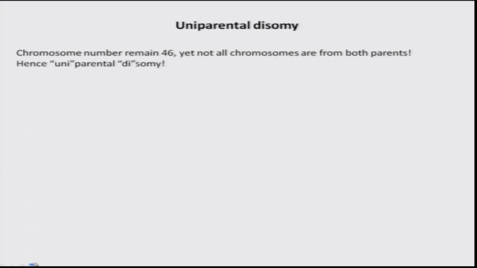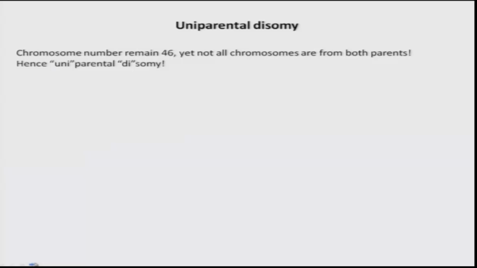Now, for the last section, we are going to look into a unique condition called uniparental disomy. What does it mean? Here in this condition, the chromosome number remains 46. If you do a karyotype, the individual is perfectly normal. He or she has got the required number of chromosomes. There is no gross change in the chromosome. They all look normal. But the only difference is that not all the chromosomes are from both parents.